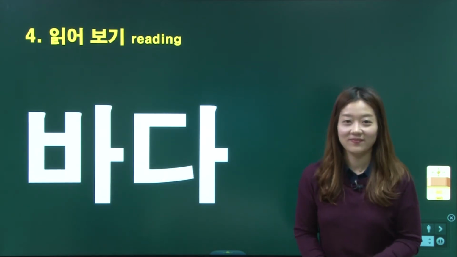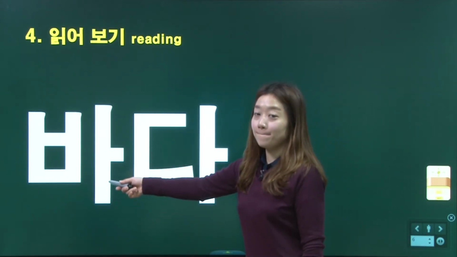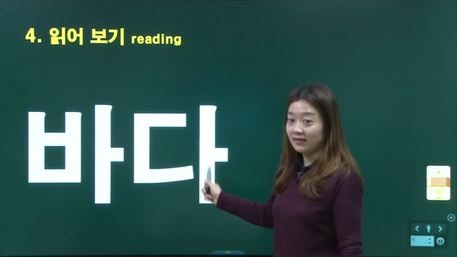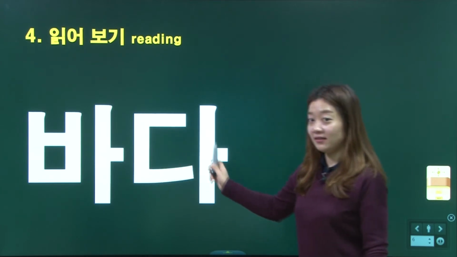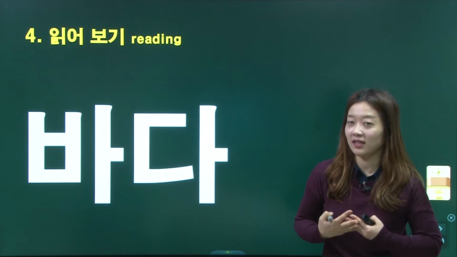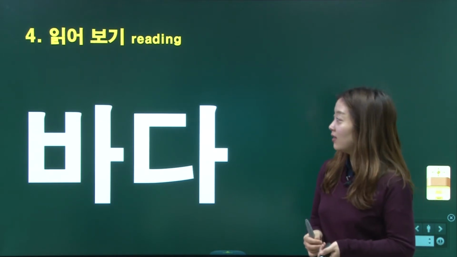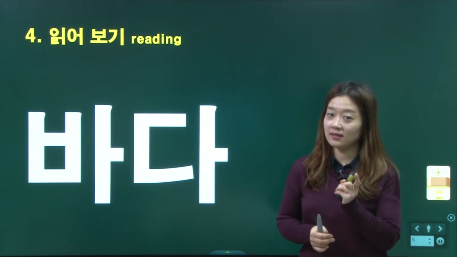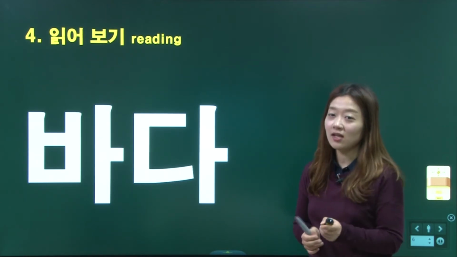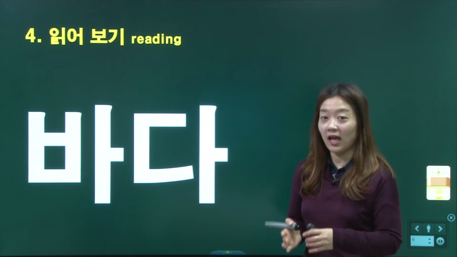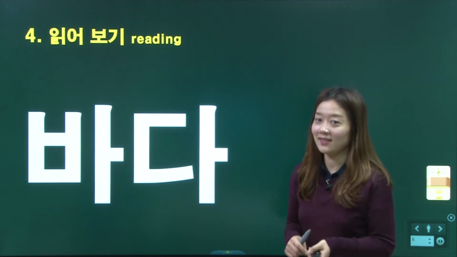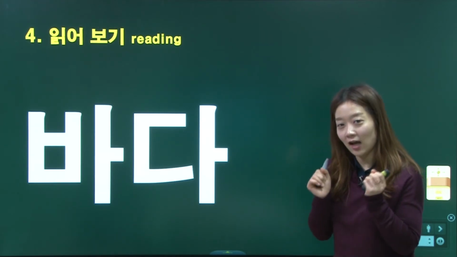So we can practice more. 브아, 드아, 바다, 바다. 바다 means the ocean, one of my favorite places to go. Actually, I'm going to go see the ocean, go to the beach for this holiday. In Korea, a big holiday is coming, so I'm going to go see the ocean.